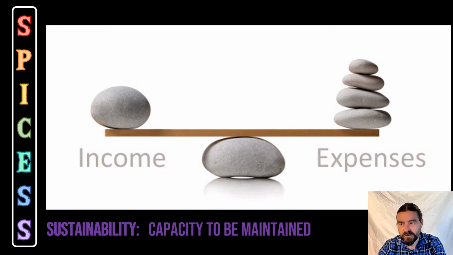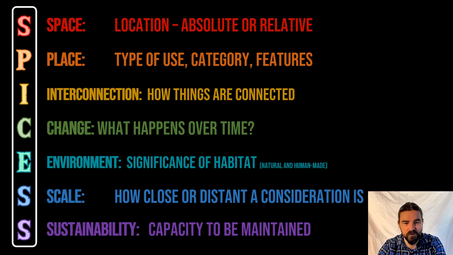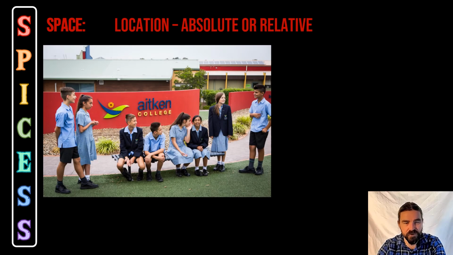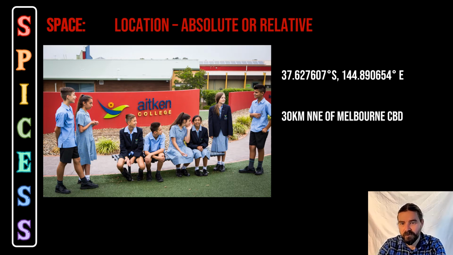Yep. Let's do a little example with our own school. So, Aiken College, the absolute location of Aiken College would be at there. The absolute location is this thing here, and its relative location is this thing here, saying it's 30 kilometres northeast of the Melbourne CBD. So it's saying what Aiken's location is relative to something else.